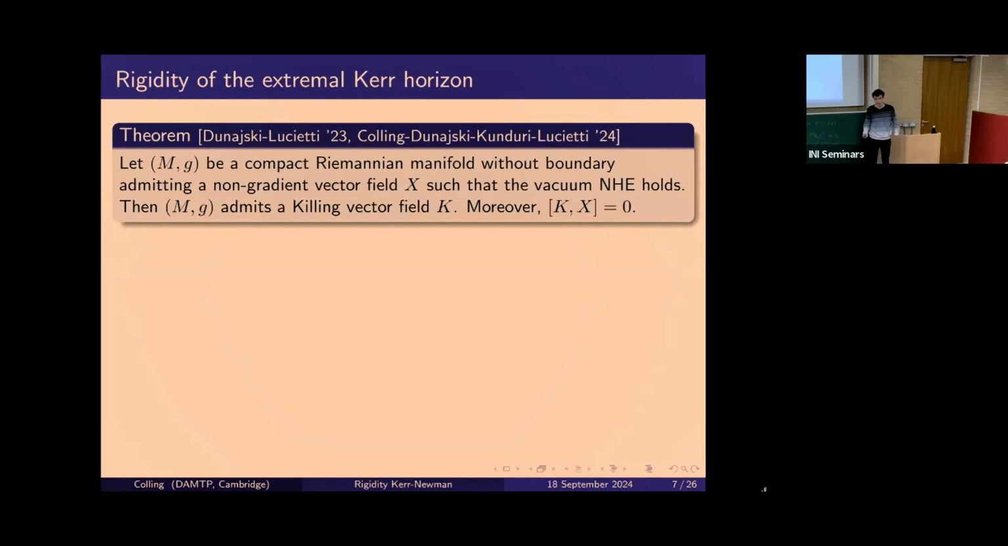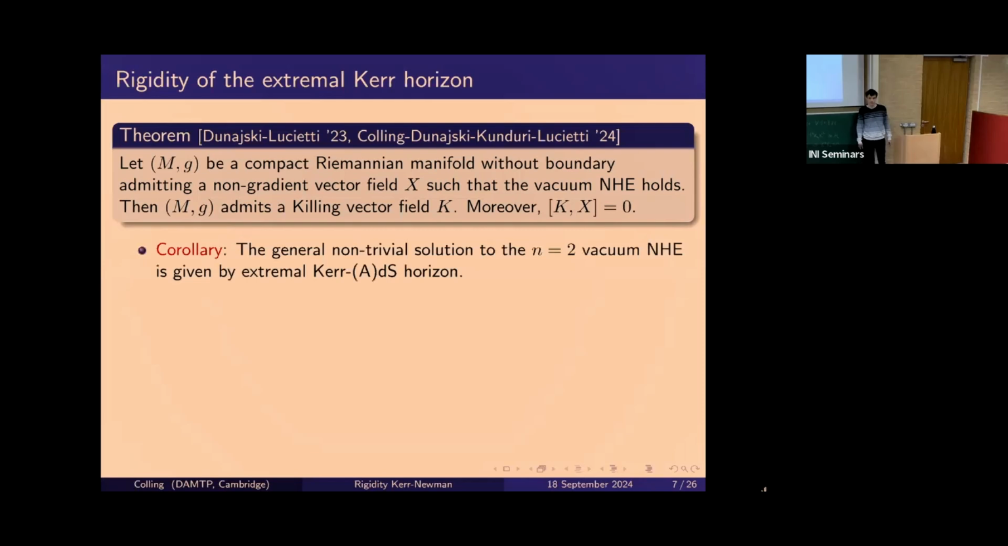Well, the axisymmetric case was already pretty well understood. And since we now know that every solution has a symmetry, it follows that the general non-trivial solution is indeed given by the extremal Kerr horizon, possibly with a cosmological constant. I'll say some brief words about the proof.